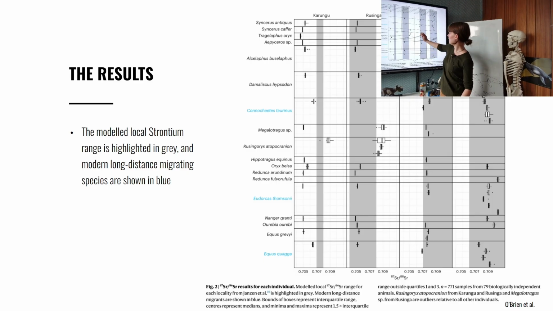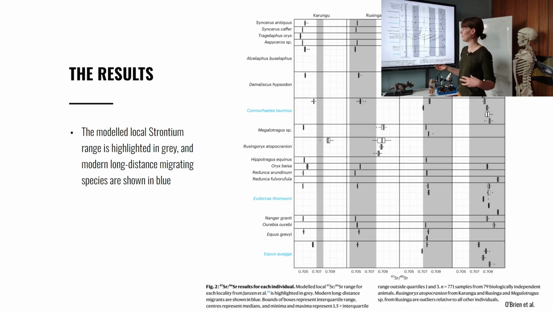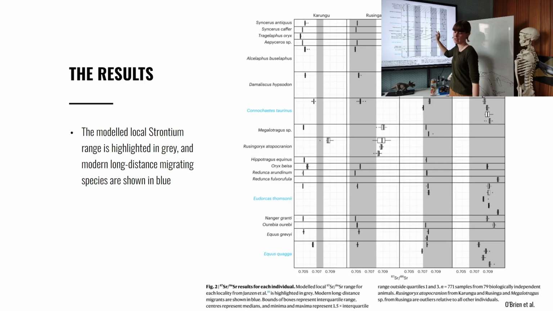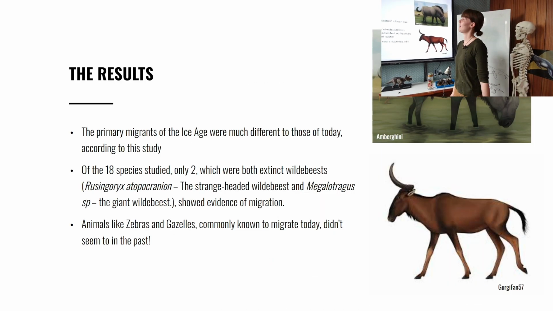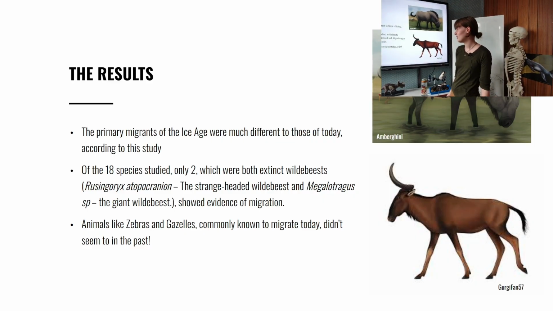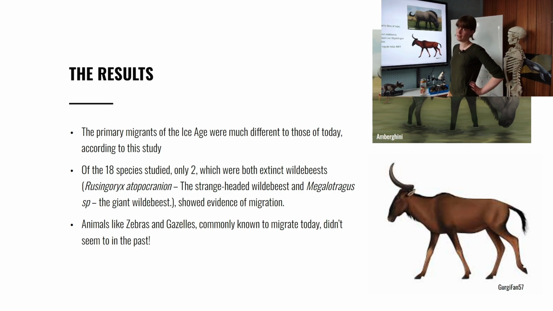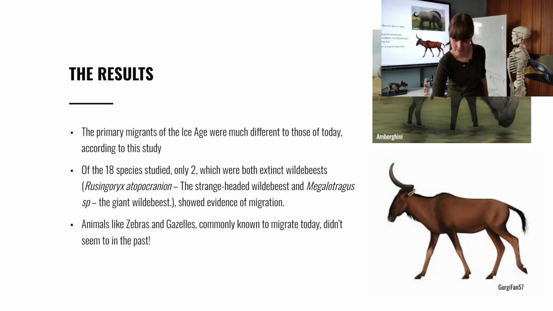Whereas if we look at these 2 that are out with the band, these 2 are the significant ones that were deemed possible to have been migratory. These are both extinct wildebeest. So this suggests that primary migrants of the Ice Age were very different to those of today. As I said, of the 18 species studied, only 2 were migratory. The strange-headed wildebeest, which I think is quite mean, he looks relatively normal, and also the giant wildebeest. So yeah, it's an interesting discovery.